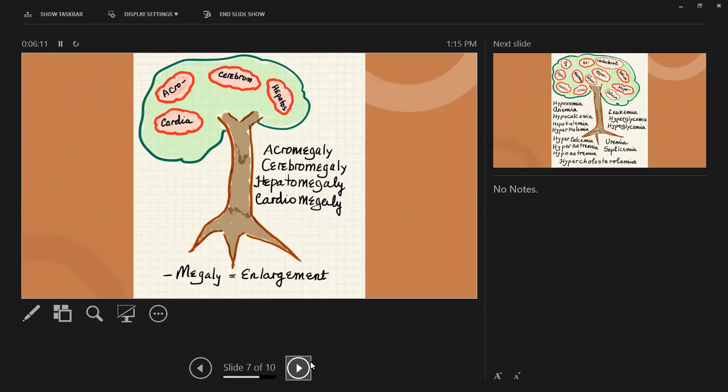Hepatos is liver. Acromegaly is enlargement of the extremities. Cerebromegaly is enlargement of the brain. Hepatomegaly is enlargement of the liver. And cardiomegaly is enlargement of the heart.